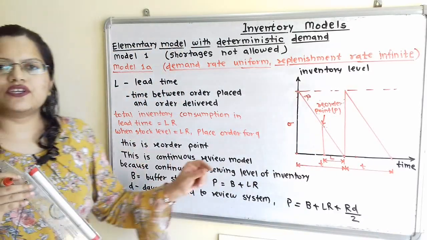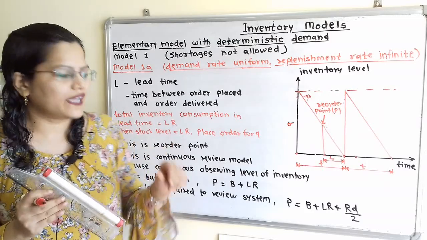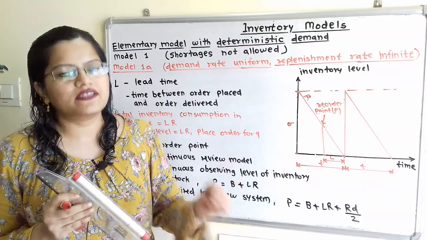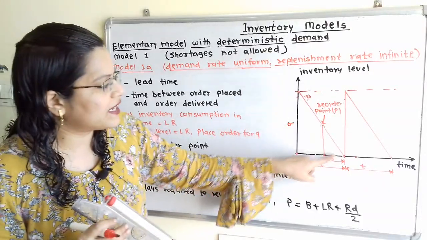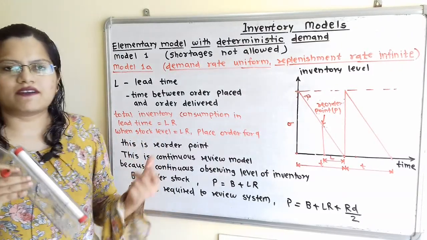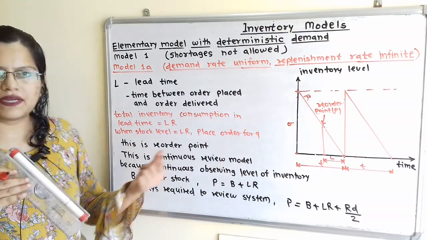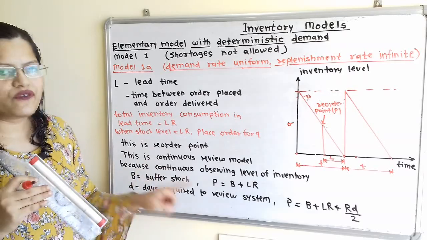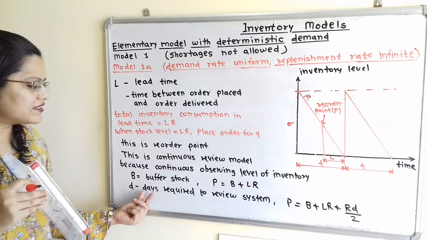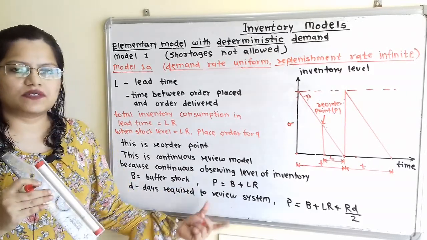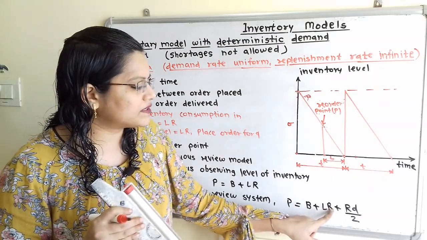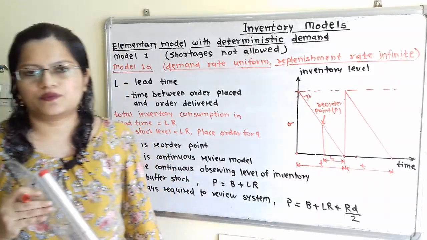So this is a continuous review model, because we have to continuously observe the level of inventory, and when this level of inventory becomes LR, then we have to place the order. When buffer stock B is mentioned in the question, the formula for P is equal to B plus LR. When D, the days required to review the system, is mentioned in the question, then the formula is P is equal to B plus LR plus RD by 2.